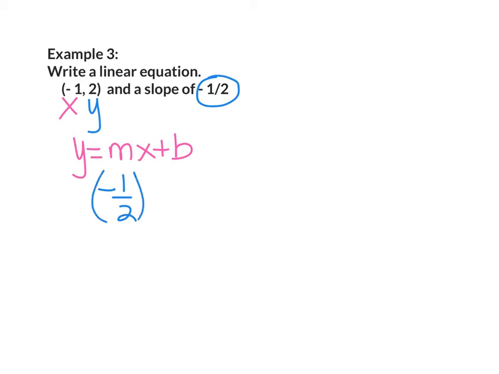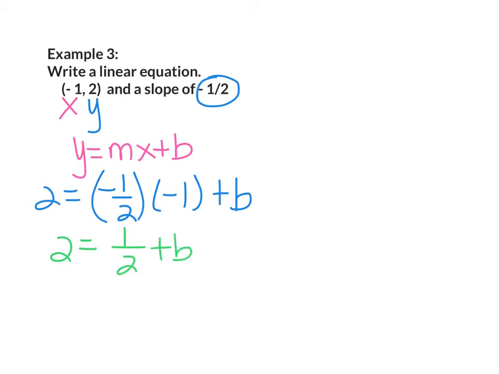So I know that my y is 2 and my x is negative 1. And then bring down b. So I'm going to bring down 2 equals negative 1/2 times negative 1 is a positive half. Bring down b. Now I'm going to subtract 1/2 from both sides so I can isolate b. This will cancel out. Bring down b. 2 minus 1/2 is going to be 1.5.